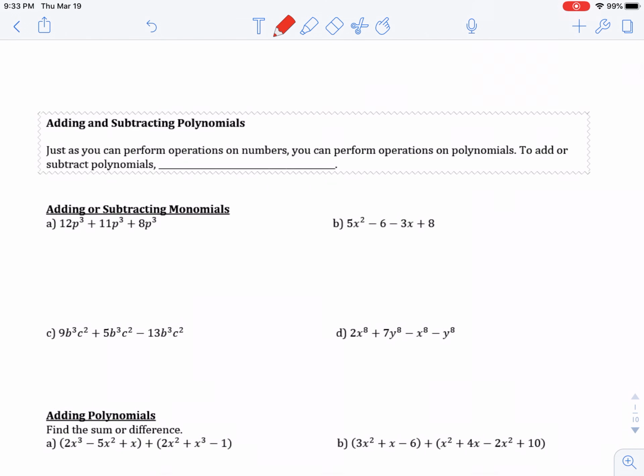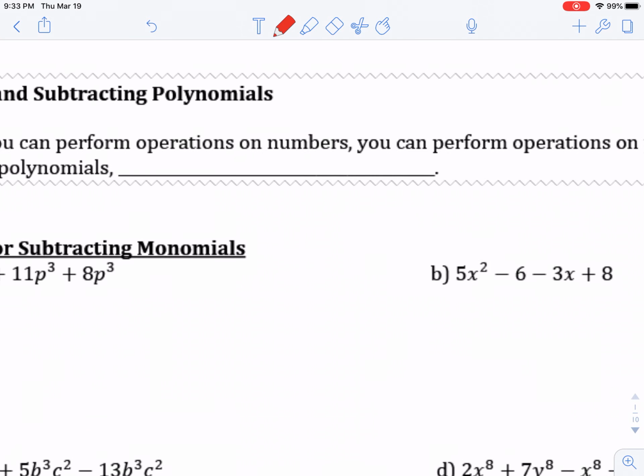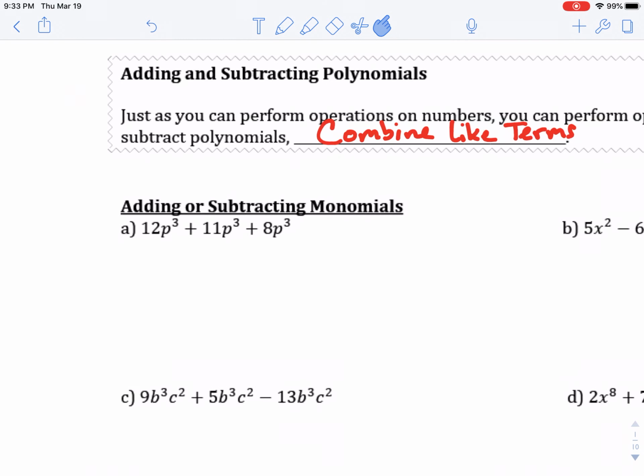Adding and subtracting polynomials. Just as you can perform operations on numbers, you can perform operations on polynomials. To add or subtract polynomials, you are going to be combining like terms, just like you know how to do. That's all you're doing. When you're adding or subtracting these, you're just combining the like terms.